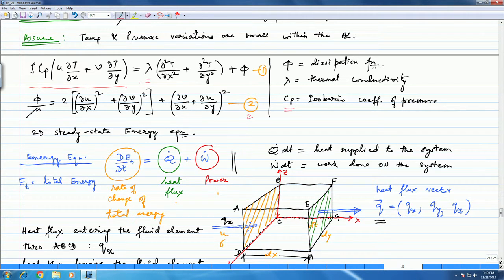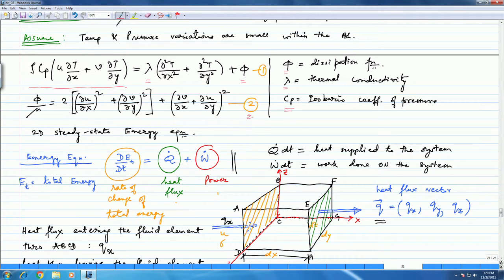the term which contains lambda as well as this phi, and the phi looks something as given in equation 2 here. Essentially we have a conduction term and a dissipation term, because lambda is thermal conductivity and phi is the dissipation function, which is given in 2. So this is the form of a 2D steady state energy equation.